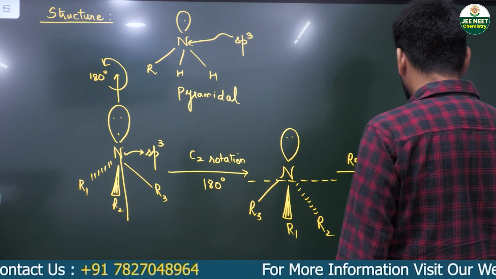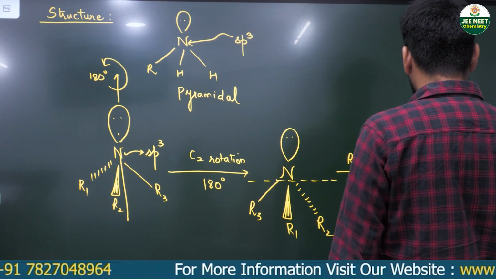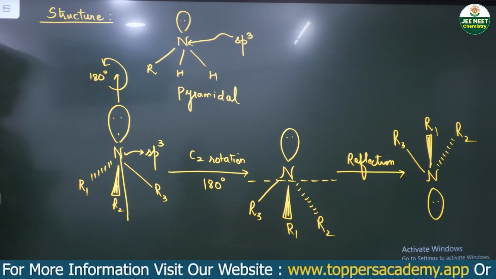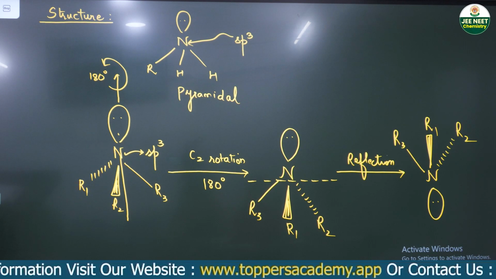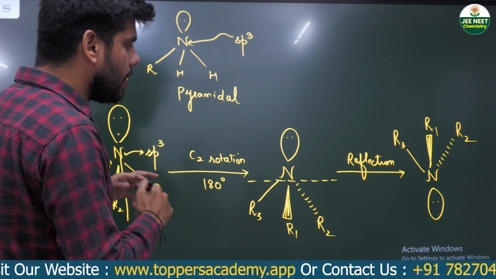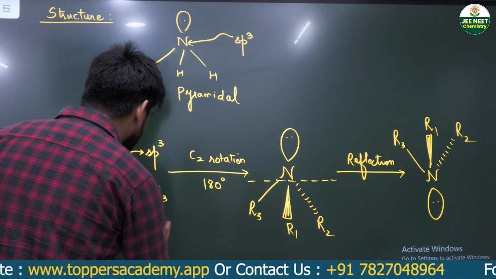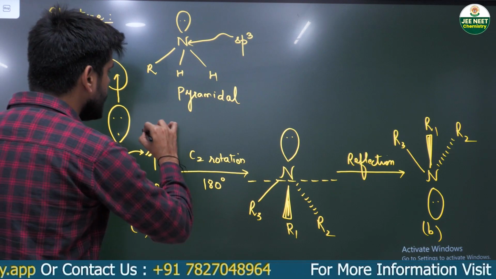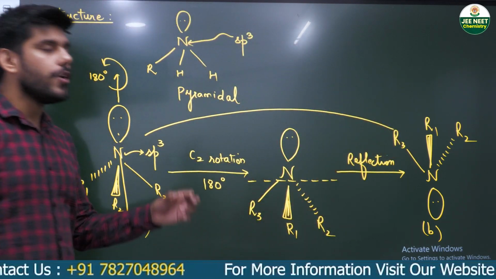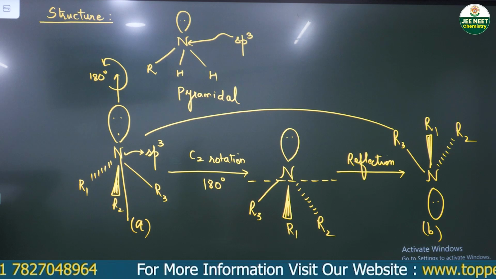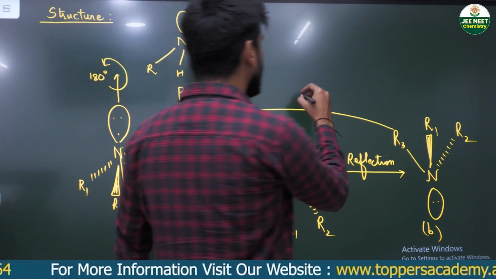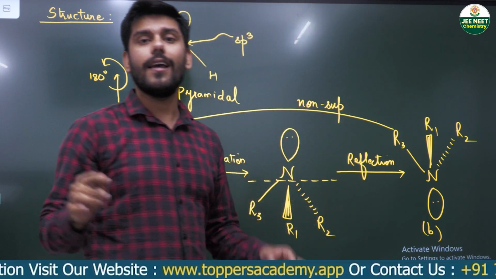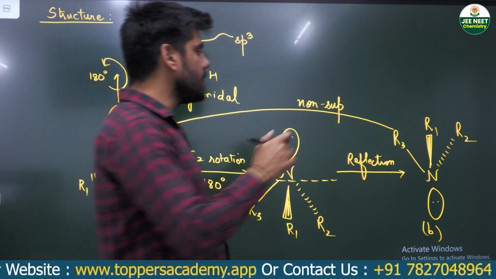This is your R1, and this is your R2. Tell me this is clear. Now, can I say that suppose if this is A and this is B, then A and B are your non-superimposable mirror images of each other? Yes or no? So can I say they are enantiomers? They are enantiomers.